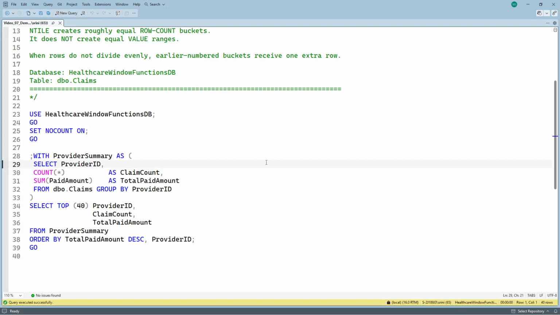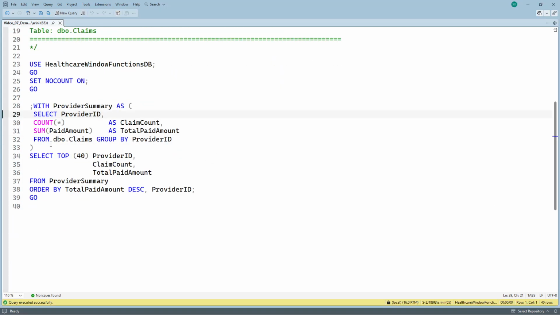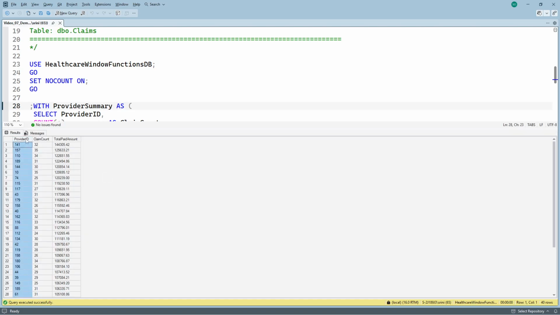Let us start with the business problem before we touch NTILE. Suppose I have a provider report with a total paid amount. I can rank every provider first, second, third, fourth, and keep going. But sometimes the business does not need an exact position. They want segments: high cost group, next group, lower cost groups. So first I summarize claims to one row per provider and sort providers from highest paid to lowest. This ordered list is what NTILE is going to divide.